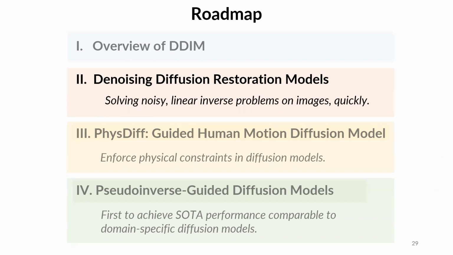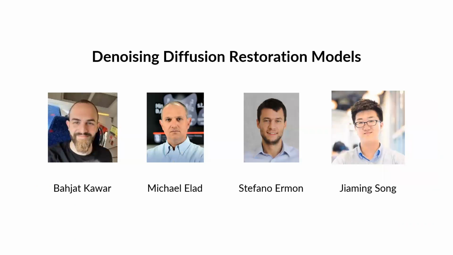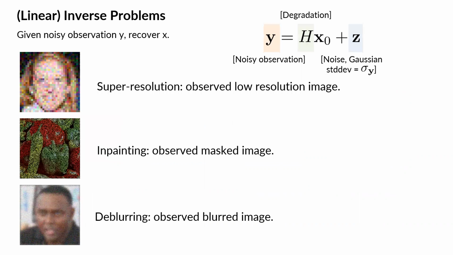So now let's talk about the first work on using diffusion models for inverse problems, which is denoising diffusion restoration models. This is work done by Bahjat, who's the first author here and a PhD student in Technion, Michael, who's Bahjat's advisor, Stefano, my advisor, and myself. In the setting of linear inverse problems, despite sounding very simple, there are a lot of image-related problems that are purely linear.